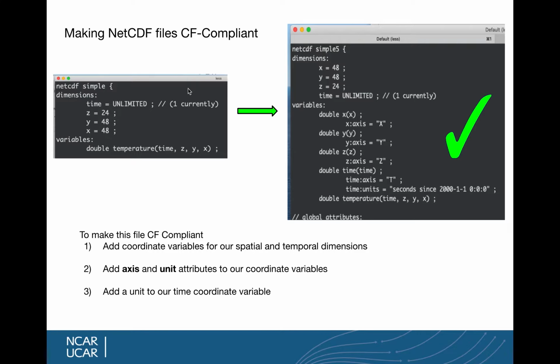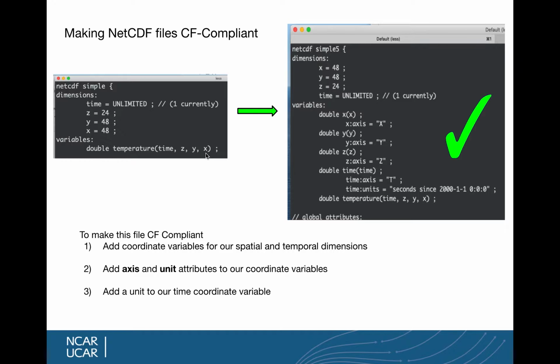Over here on the left we can see I've done an NC dump on our simple file, and it describes the dimensions and the variables that exist in the file. We have a time dimension, a z dimension, a y dimension, and an x dimension. Our grid is 24 by 48 by 48, zyx, and there's one time step. We also have a temperature variable that is a function of time, z, y, and x. But this is about as simple of a NetCDF file as we can get.